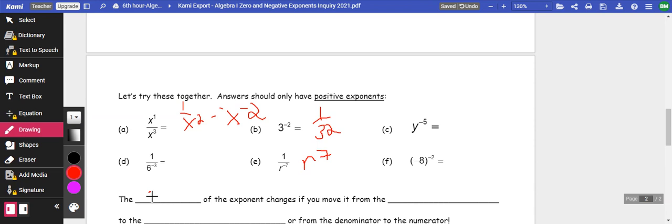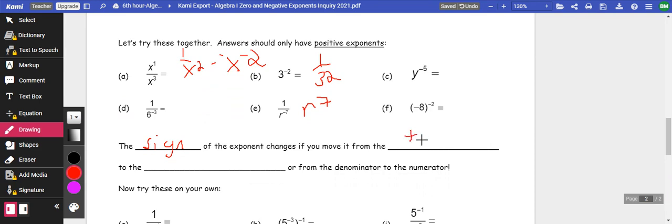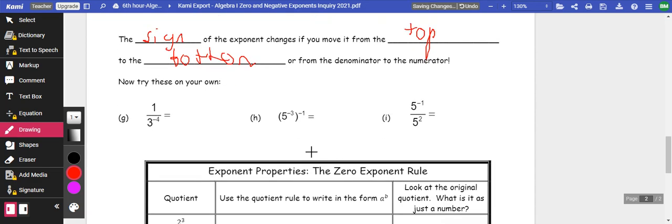So the sign of an exponent, if you move the top to the bottom, or from the numerator to the denominator, okay? Let's just do one more real quick. 1 over 3 to the negative 4 is 3 to the 4th, okay?